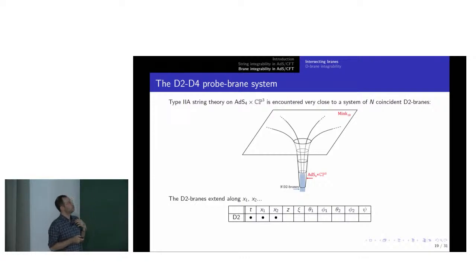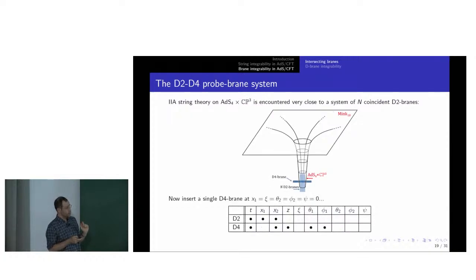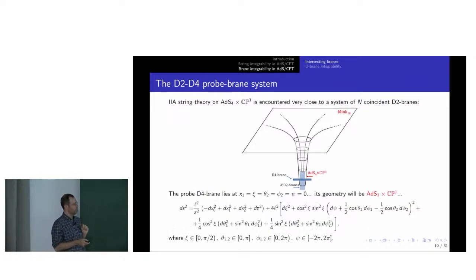This is, of course, again the D2, D4 brane system, which pertains to the AdS4 cross CP3 duality. Again, we have D branes along D2 branes this time, and we have an intersecting probe D4 brane along these directions here. And the geometry of the probe brane can be shown to be AdS3 cross CP1 in the non-flux case, but also in the flux case, as I will say.